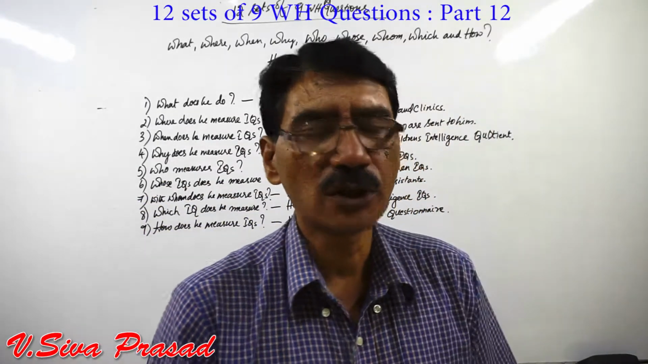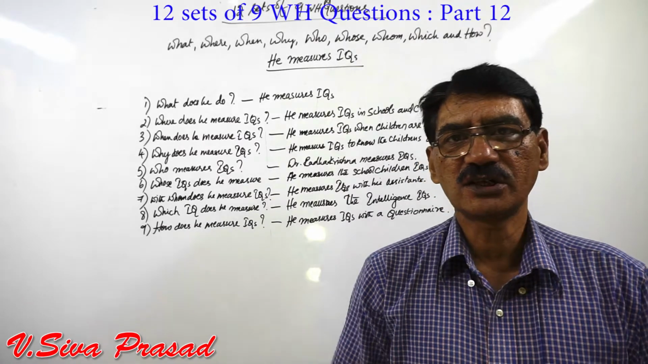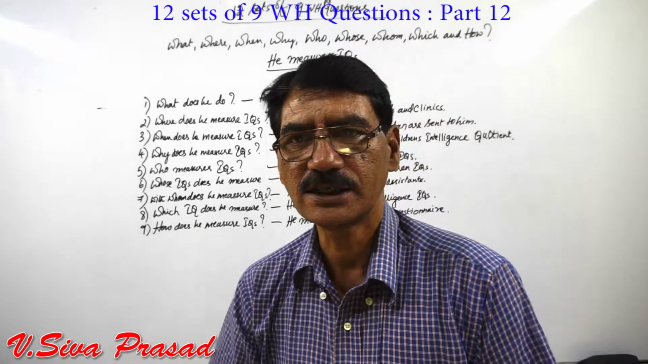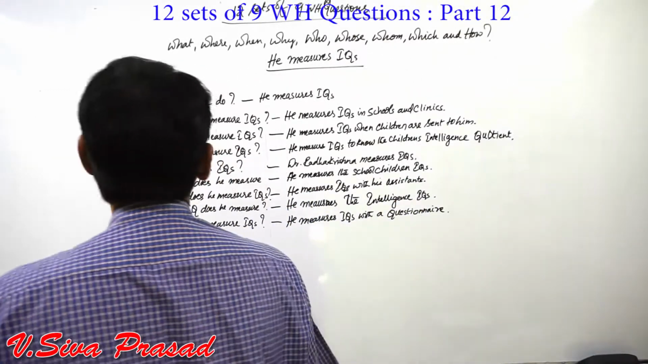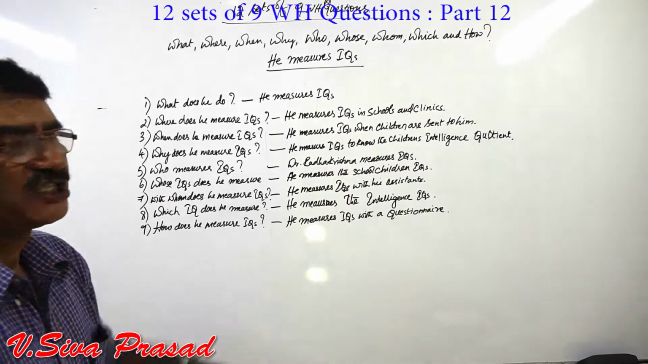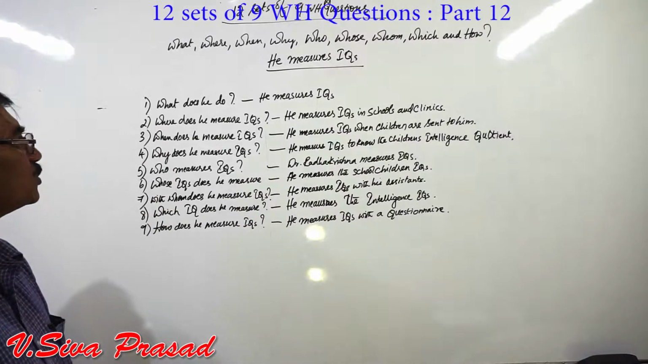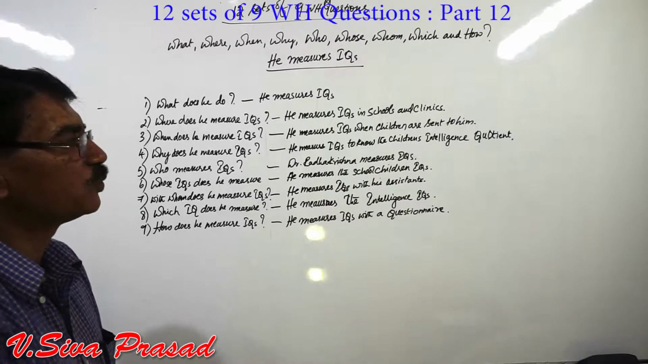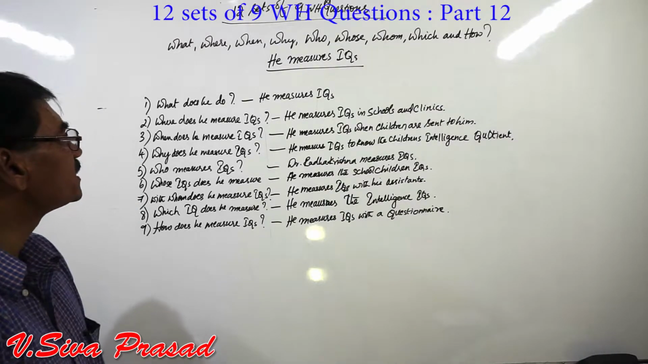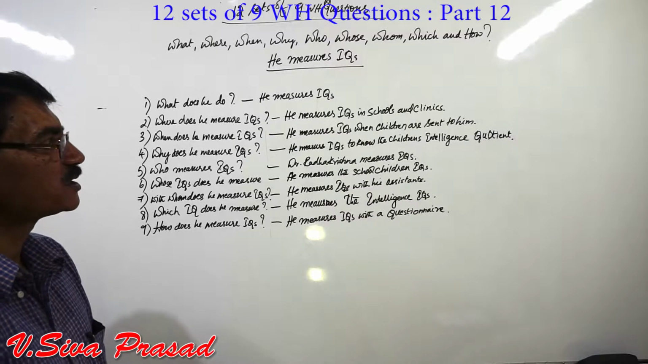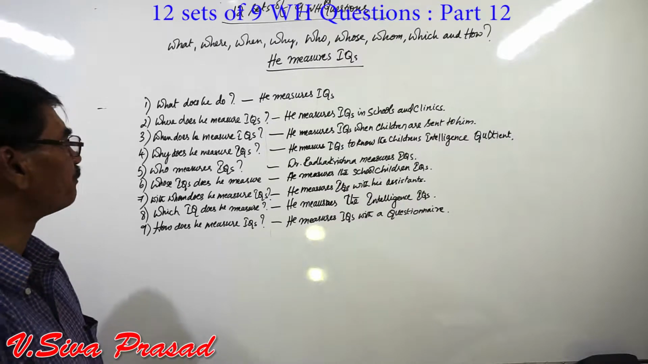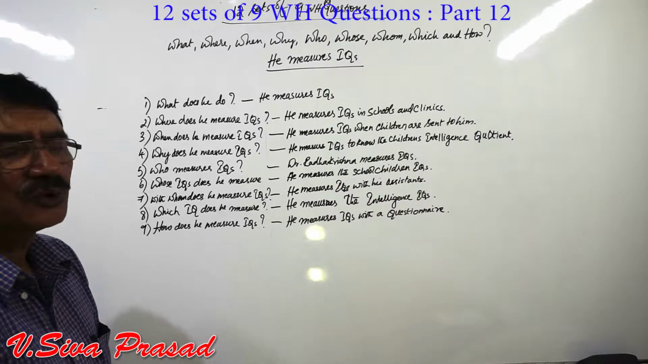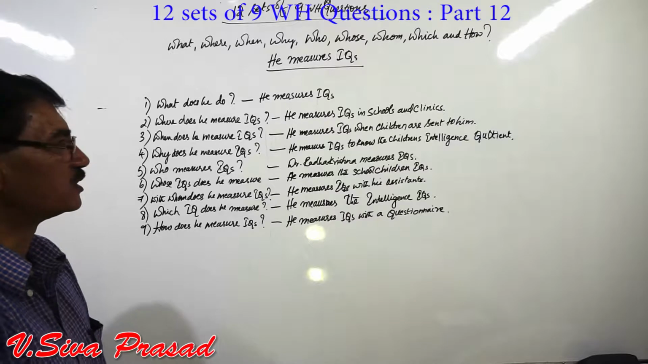So friends, I have made one set. I will just read out that set and we will move on to the remaining 11 sets. Please listen carefully. What does he do? He measures IQs. Where does he measure IQs? He measures IQs in schools and clinics. When does he measure IQs? He measures IQs when children are sent to him. Why does he measure IQs? He measures IQs to know the children's intelligence quotient.